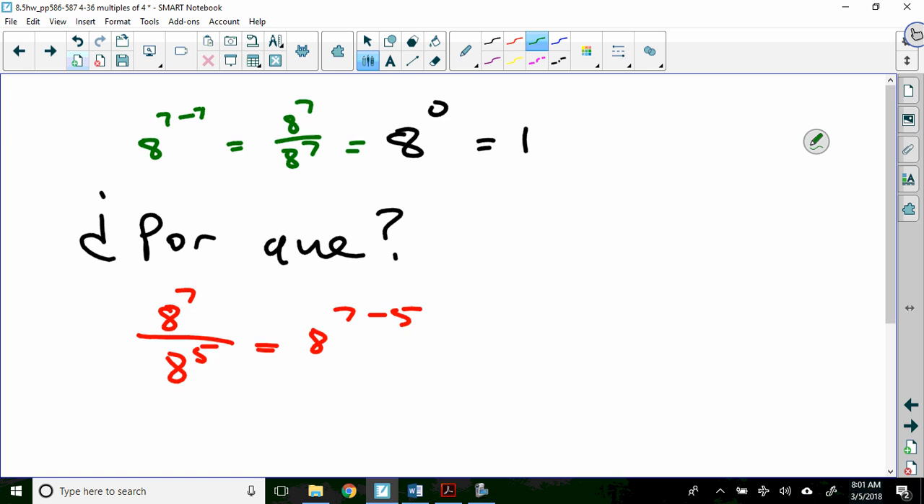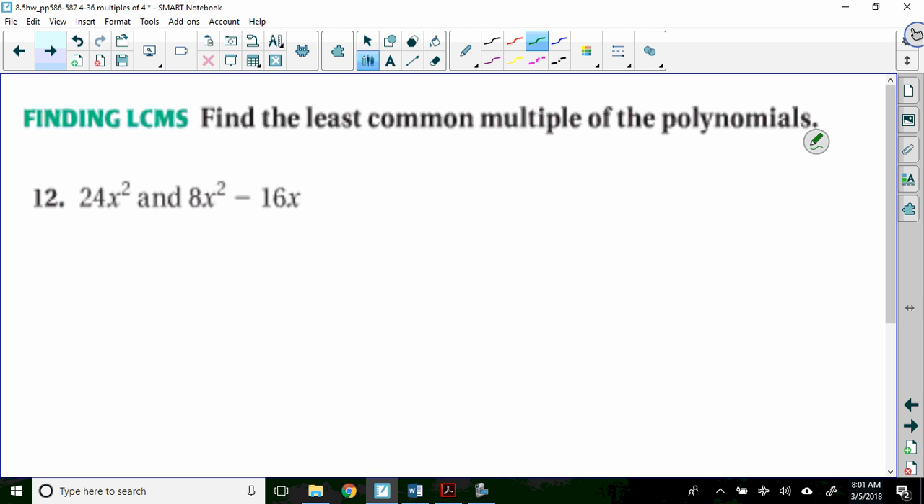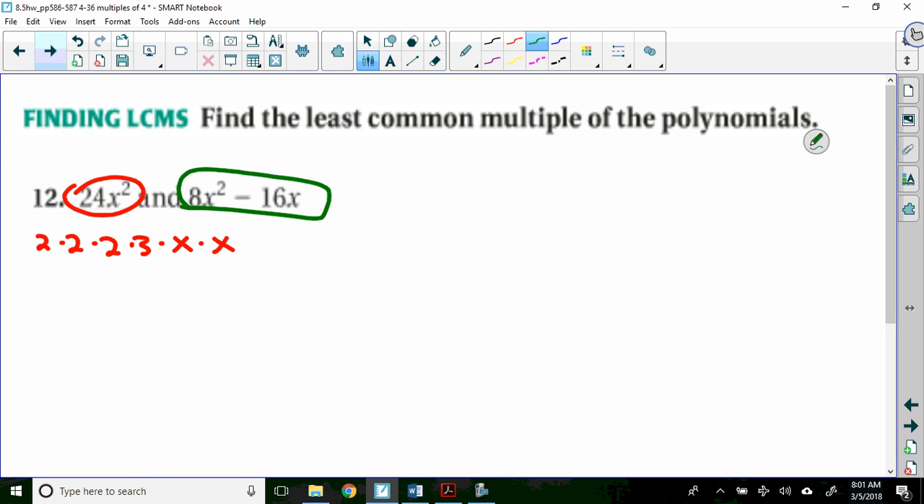Good job memorizing that. All right, finding LCMs. I don't think anybody had this right from the papers I was looking at. Some people had the right idea. We've got 2 different expressions. This 24x squared, 24 is 2 times 2 times 2 times 3, and then x squared is, of course, x times x. So that other expression, we could factor an 8x out of that. So that's 8x times x minus 2. And if we broke 8 down further, that's 2 times 2 times 2 times x minus 2.